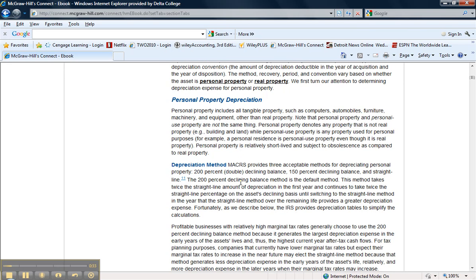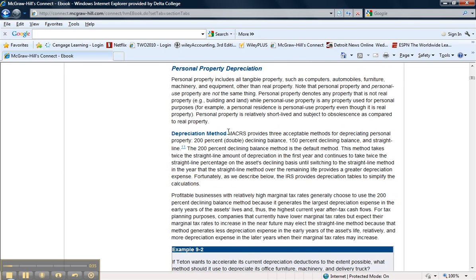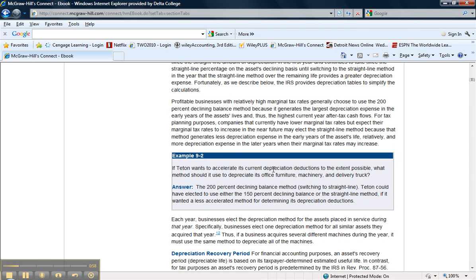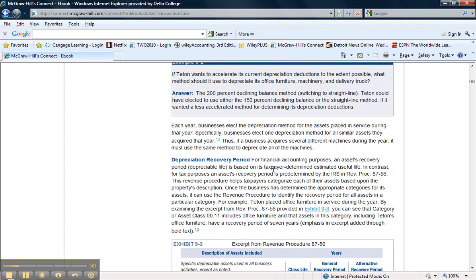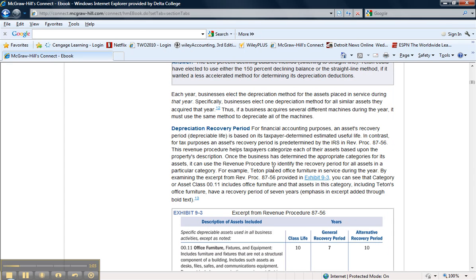The first thing to handle here is figuring out the method you're going to use. Now, the typical method is under the modified accelerated cost recovery system. The typical method that we use under that system is the 200% double declining balance. We learned about that method in Principles of Accounting, and that's the primary method that most companies use to depreciate their assets for tax purposes, their personal property for tax purposes. So we're going to go forward with that assumption that we're going to use the double declining balance method.